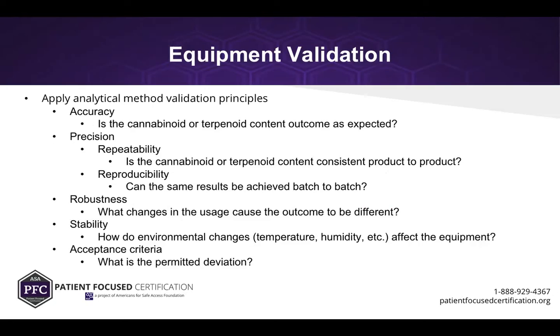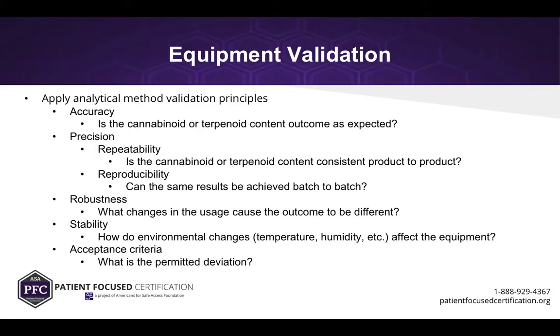Some of the ways that we can transfer this into businesses that aren't necessarily laboratories is by transferring some of these principles. So for example, if you're validating your equipment, let's say you've purchased a brand new piece of extraction equipment, you need to validate that you are actually extracting everything out of the flour that you're putting in there so that your oil is consistent every time. So accuracy: is the cannabinoid or terpenoid content outcome as you've expected? By doing multiple runs, you're going to be able to determine, did you do this?